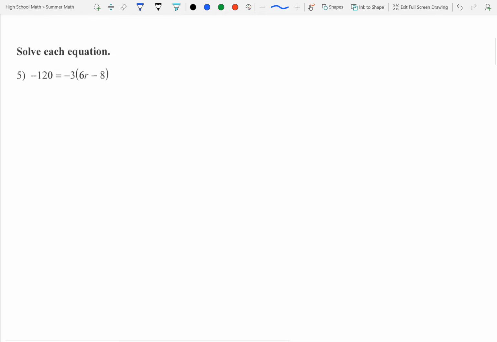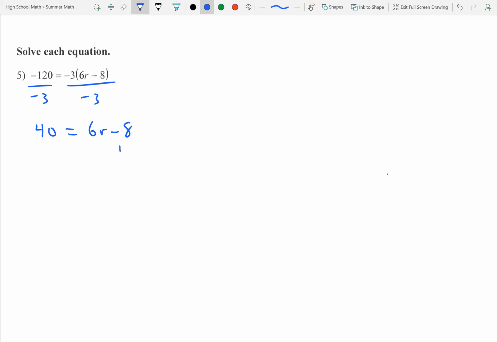Solve the equation. We want to find the value of the variable r that makes this statement true. I could distribute on my right hand side, but I'm going to begin by dividing by -3. What I've noticed is that -3 goes nicely into 120, and so that is 40, and it'll make this a little simpler to deal with. If you distributed -3, perfectly okay.